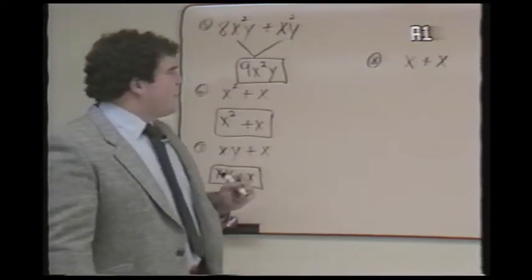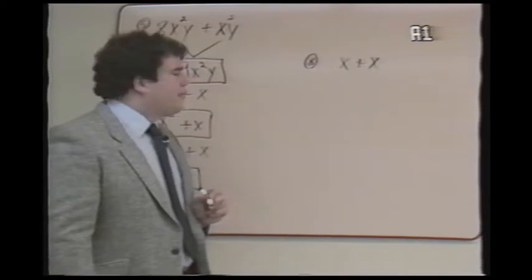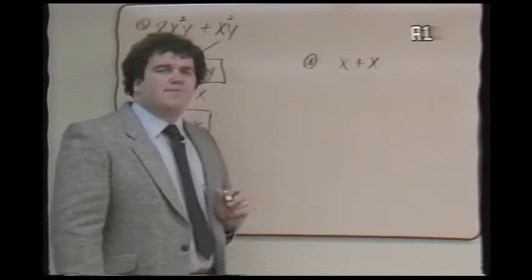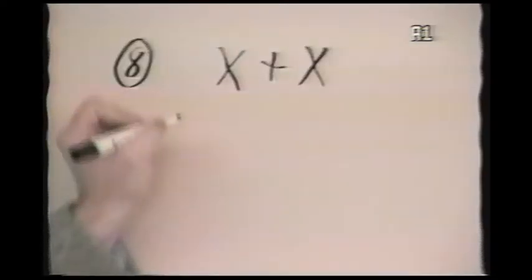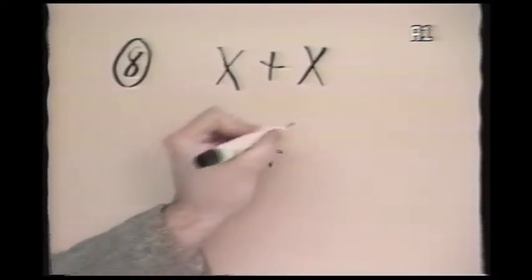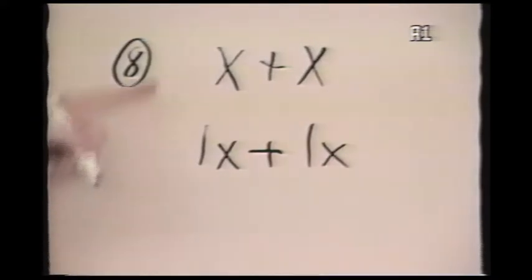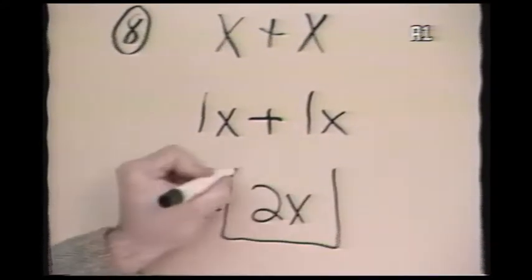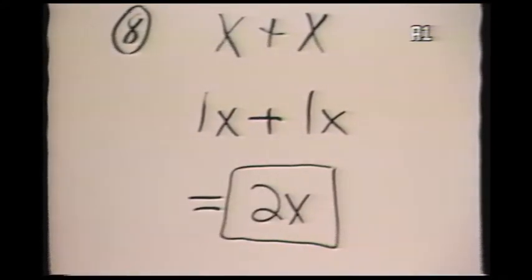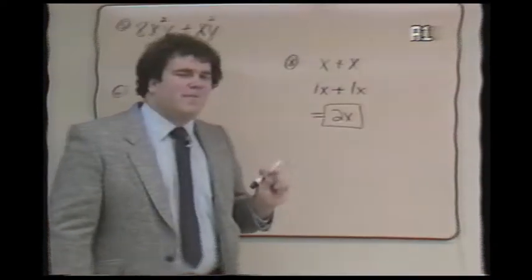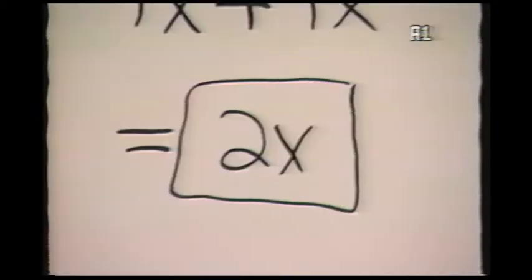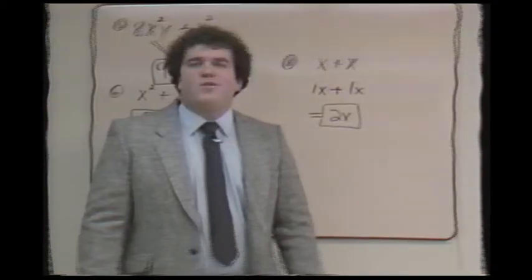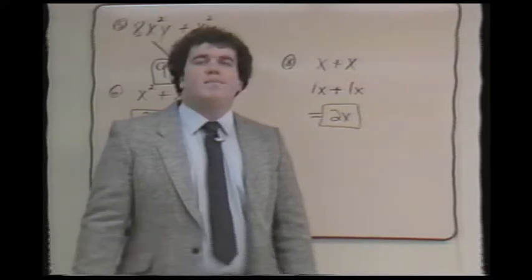So let's go to the last problem. It says x plus x. Now what does that equal? This is a 1x plus 1x. That's what that is. They are the same thing. X plus x is the same as 1x plus 1x. Together, they equal 2x. So, x plus x equals 2x. There are a lot of people out there who say it equals something else. I don't want you to think that. It equals 2x.